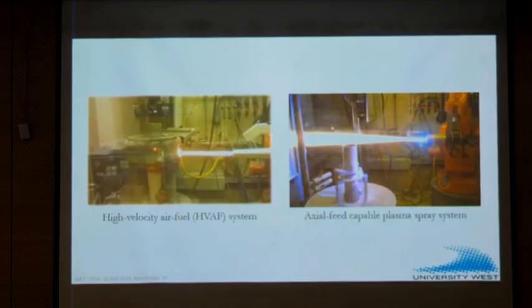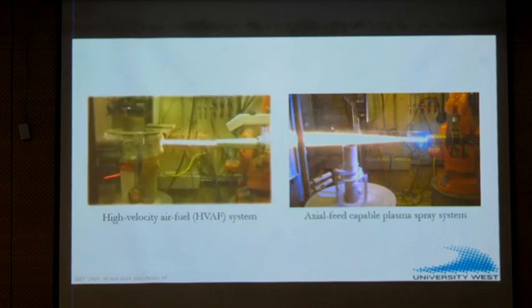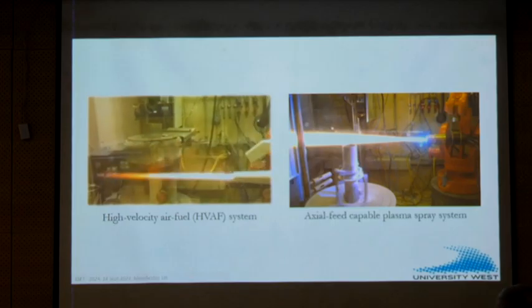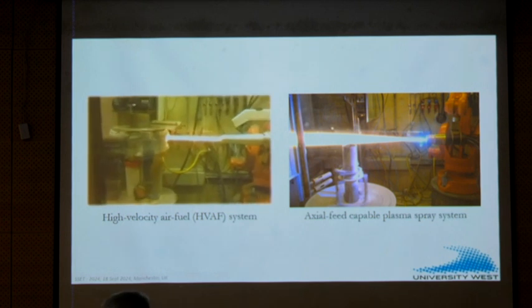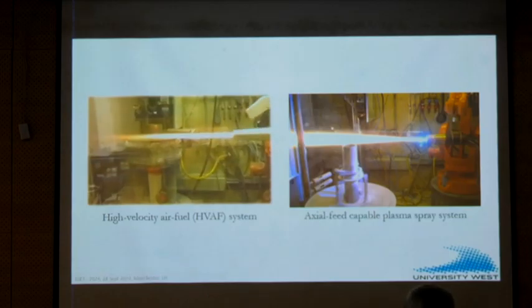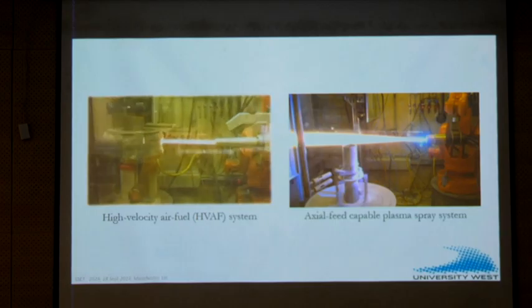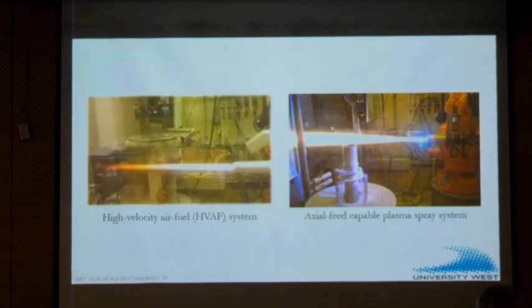Some of this powder, which doesn't deposit but hits the substrate, falls on the floor. Some of the powder, when the gun is on the side or the plume is beyond the size of the specimen, goes to the exhaust and is collected in a filter. So there are two sources of waste: what falls on the floor and what gets collected in a filter.